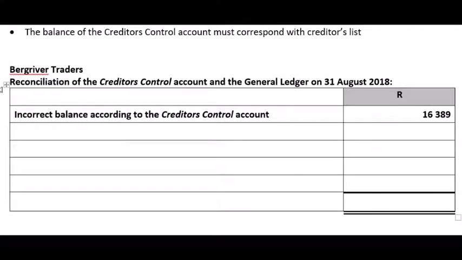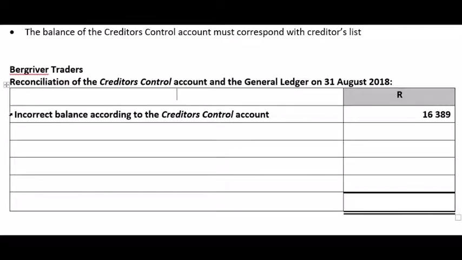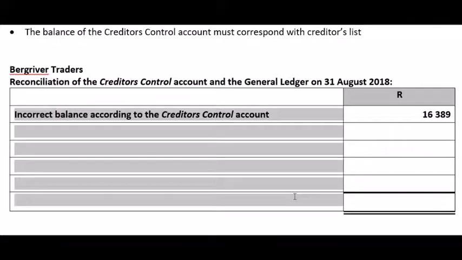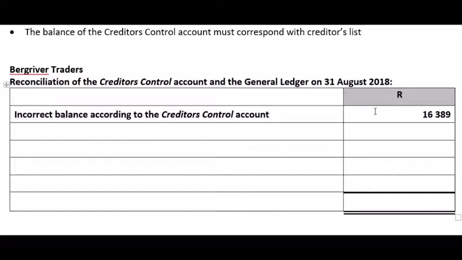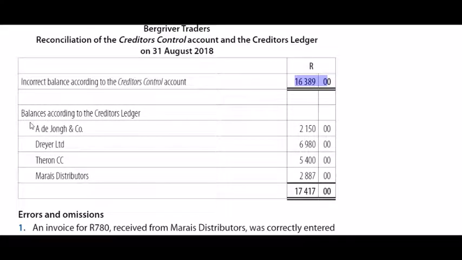You will notice that this is how your answer booklet looks. And we will start this calculation with our incorrect balance according to the creditors control account. Okay, and this column will be for the details. So we will say why we are doing what we are doing. And this column will be for adding or subtracting values to get to the correct balance. If we add, then the values are just positive. If we subtract, then we will put the values in brackets. You will see.